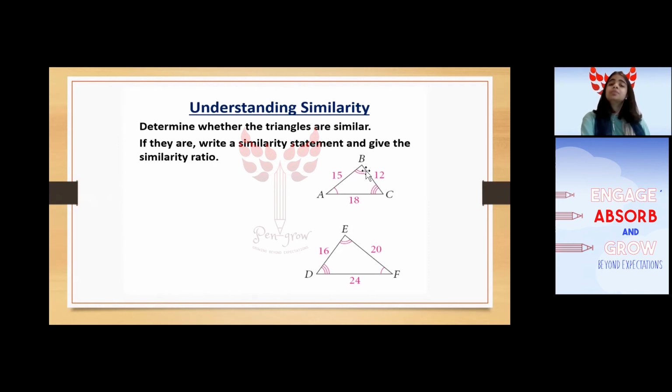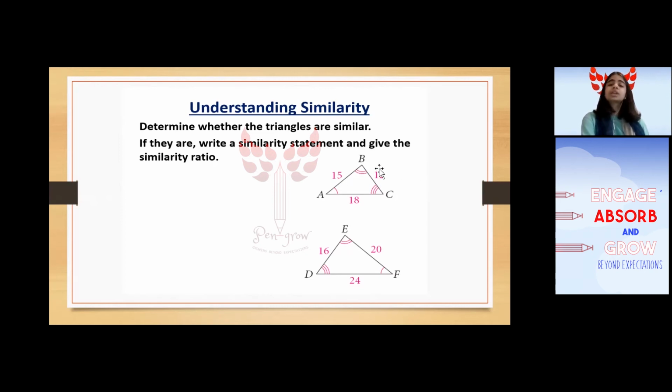Let's start with B. We can see that B is equal to E. And then if we move, we see that BC is actually 12. And here, the next angle is D. And yes, here C is equal to D, right? And then F is equal to A.